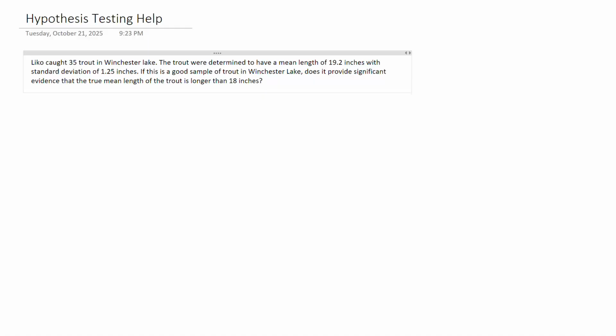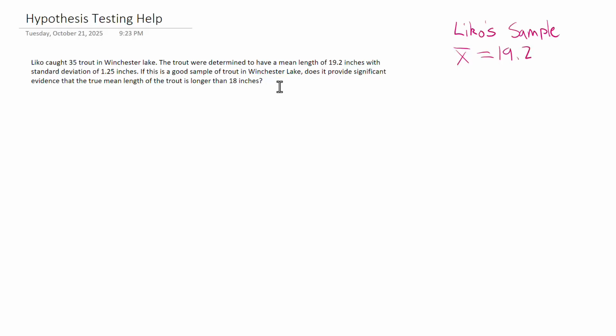So hopefully you've read through that. If not, you can pause the video. We have a couple pieces of key information. We know there's 35 trout in Liko's sample. So this is Liko's sample. I don't know why it's pink. Sorry, Liko. Liko's sample has a sample mean of 19.2 inches, and it has a total of 35 trout.